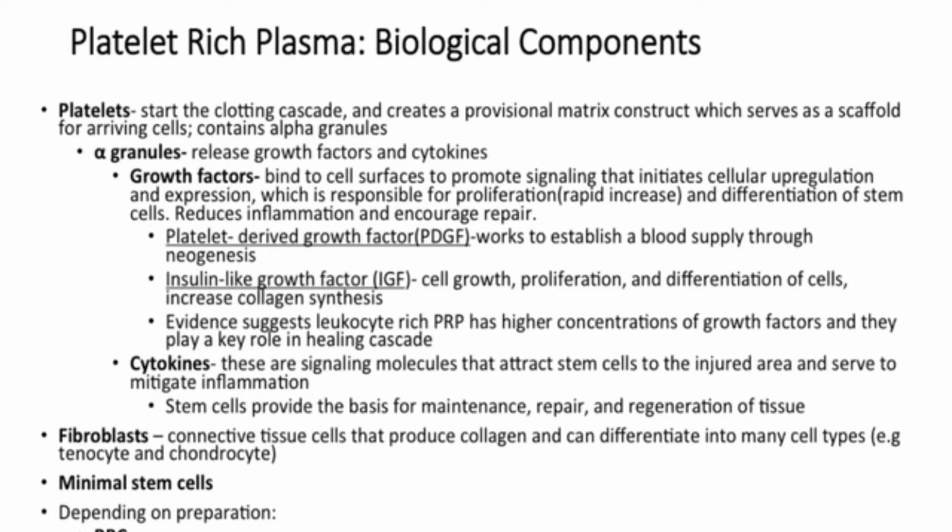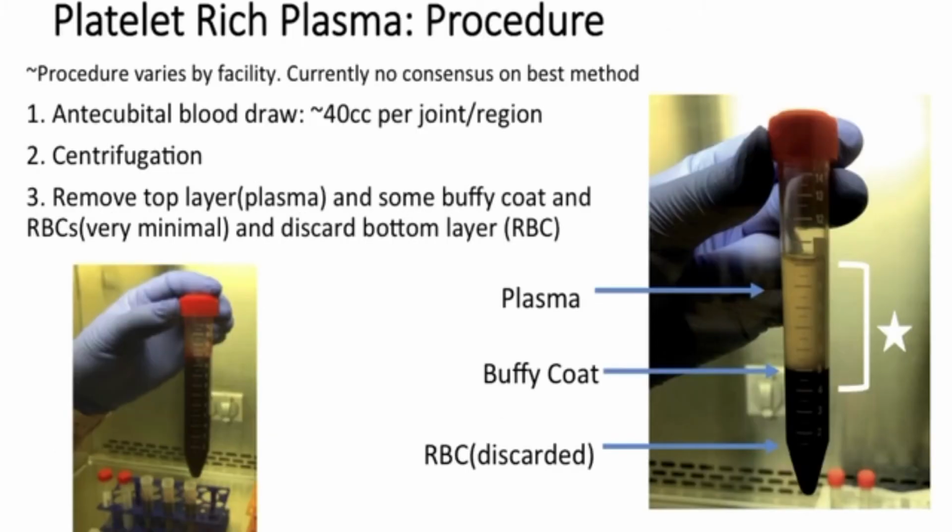Another biological component are fibroblasts. Fibroblasts are connective tissue cells that produce collagen and can differentiate into many cell types, such as a tenocyte or chondrocyte. In PRP, there's also going to be minimal stem cells, and then depending on preparation, red blood cells or white blood cells. So let's talk about the procedure a little bit.